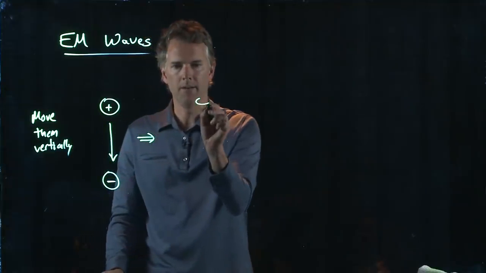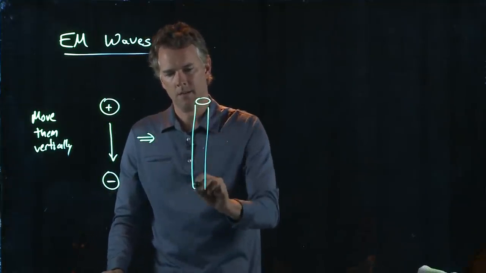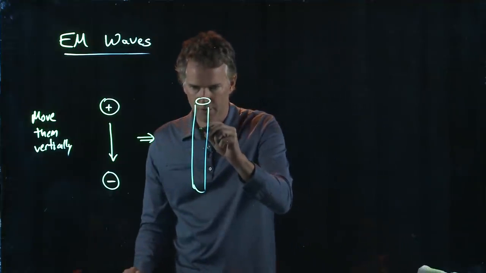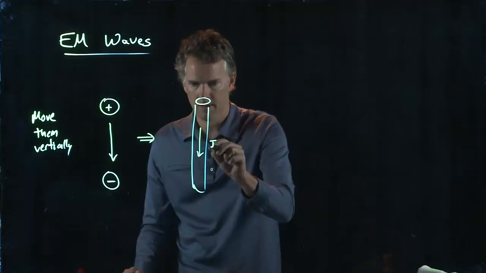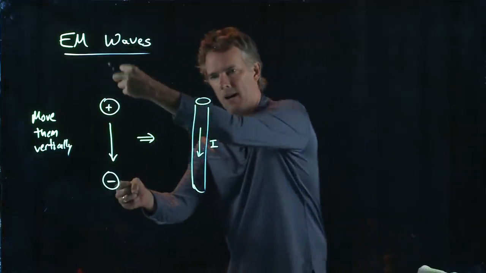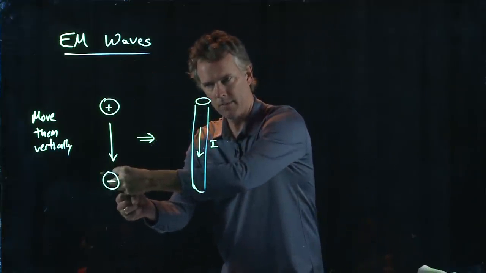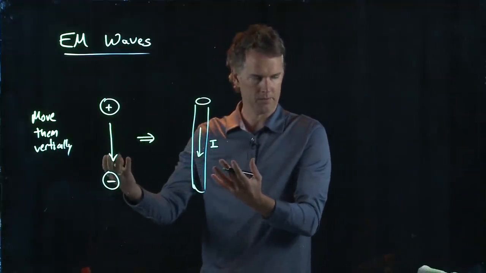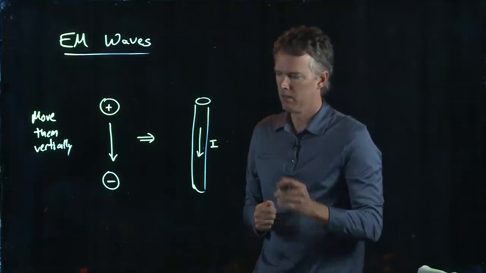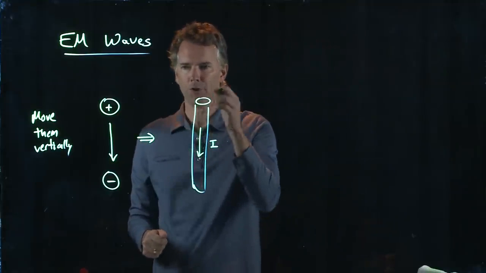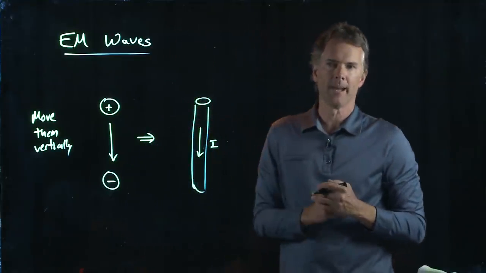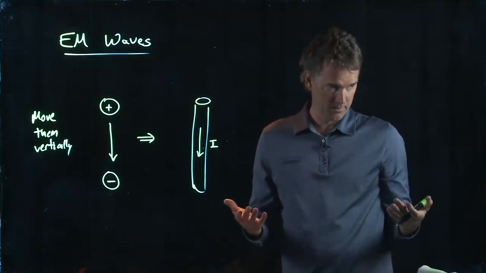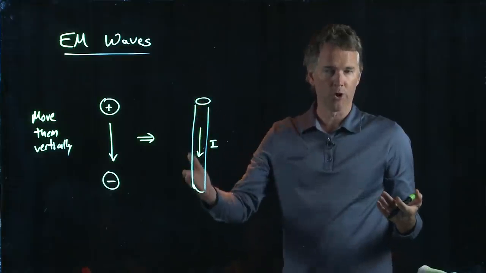If I take a wire and I run current up and down, then this current would look like positive charge heading down and negative charge heading up. These are equivalent pictures. But we know what happens when we have current. What happens when we have current? What do we generate when we have current in a wire?